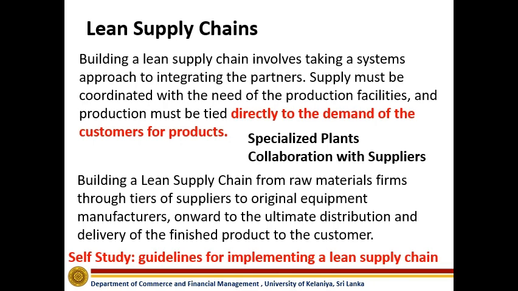And lean supply chains. Building a lean supply chain involves taking a system to approach to integrating the partners. Supply must be coordinated with the need of production facilities, and production must be tied directly to the demand customers for the product, especially focusing the customer needs. And we are giving awareness to our suppliers ලට awareness එකක් දෙනවා. suppliers අපි directly contact කරගෙන ඉන්නවා හොඳම දේ final customer ට deliver කරන්න. Specialized plans and collaboration with suppliers, so those are the special things, right?